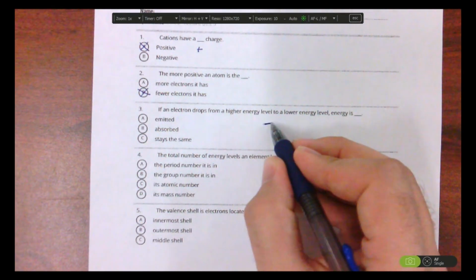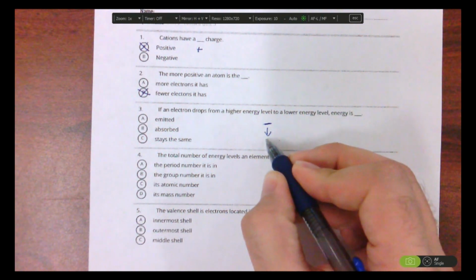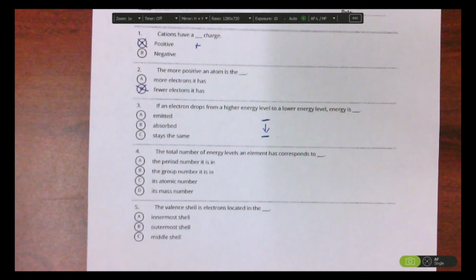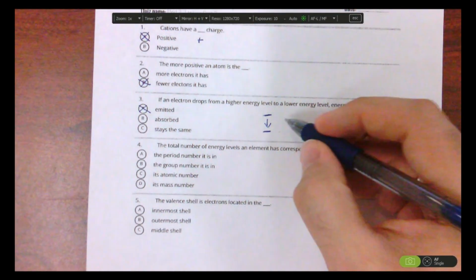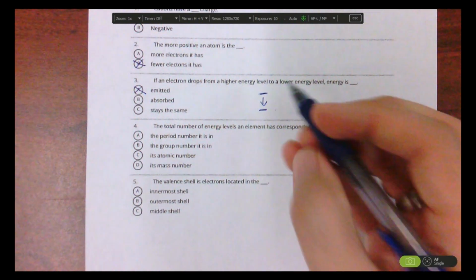If an electron drops from a higher energy level to a lower energy level, the energy is what? From higher to lower, it is released. So that is emit. Yeah, y'all knew what emit is.